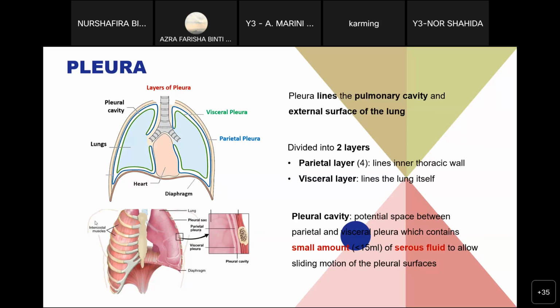Another important structure that we need to know is the pleural cavity. It is a potential space between the parietal and visceral pleura, which contains a small amount of serous fluid to allow sliding motion of the pleural surfaces during respiration.